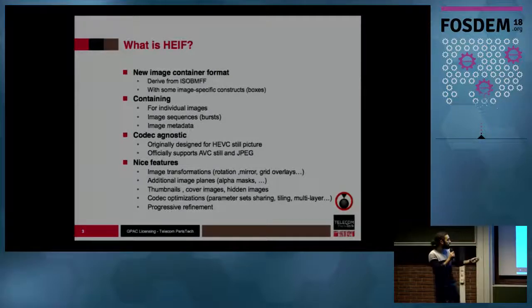We have a lot of nice features like image transformations, for example rotation, mirror, or grid overlays. There are also additional image planes like alpha masks. We can add thumbnails, cover images, or hidden images. You can also do codec optimizations, and we have progressive refinement also.